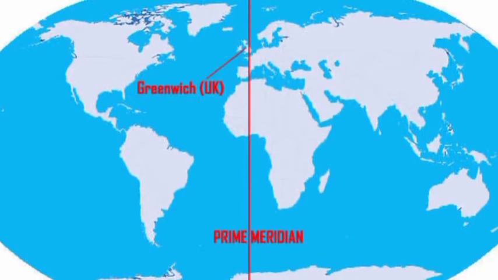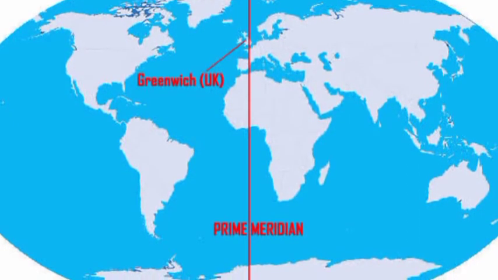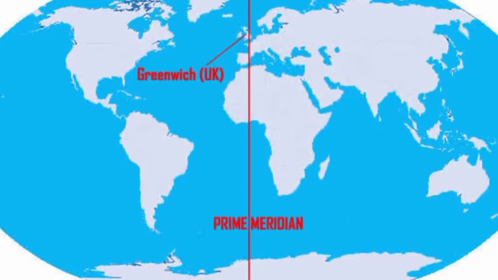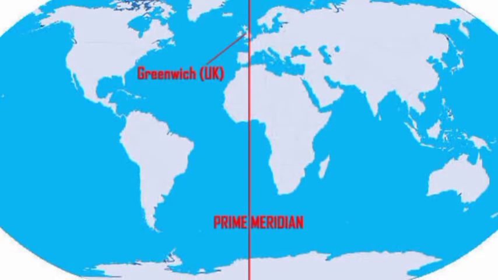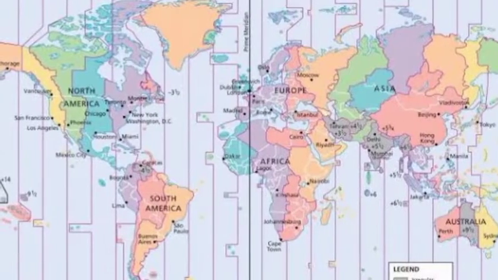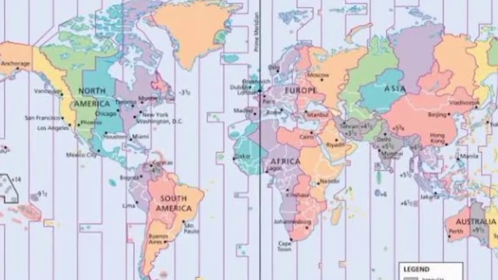A great circle is any line that divides the Earth into two equal hemispheres. The shortest distance between any two points on the Earth's surface lies along the circumference of the great circle which passes through these points. Next, we'll be looking at the international date line.